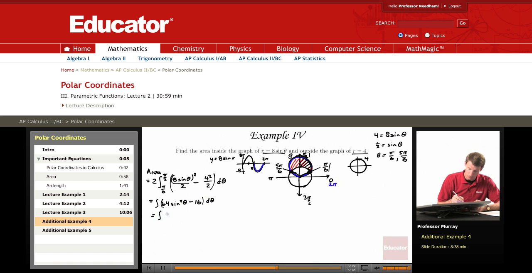And so that's the integral of, well, sine squared theta. We're going to use a half angle formula to deal with that. Remember, sine squared is 1 minus cosine 2 theta over 2. So 64 sine squared theta is 32 times 1 minus cosine 2 theta. And we still have minus 16 d theta. And so here we have 32 minus 16. I'll put those together and just get a 16 minus 32 cosine 2 theta, d theta. Now the integral of cosine 2 theta is sine 2 theta divided by 2. So the integral of 32 cosine 2 theta is 16 sine 2 theta.